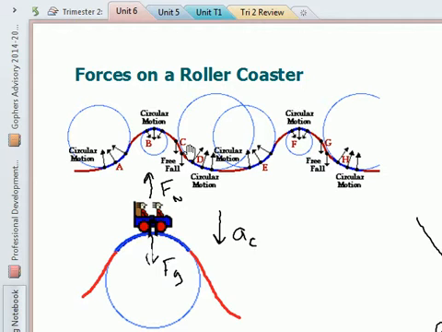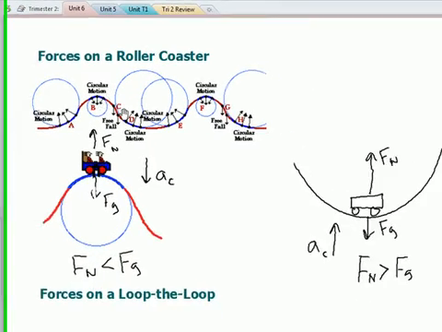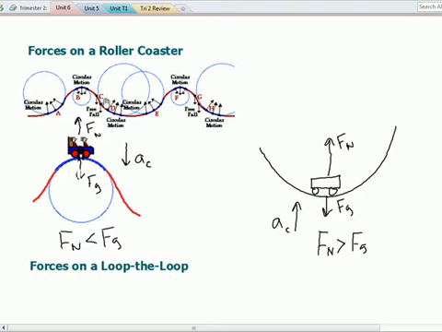And so right here over on the left, when we are at the top of the roller coaster, what we learned is that normal force is pointing up, gravitational force is pointing down, but what we also learned is that since we have a centripetal acceleration pointing downward, then we know that normal force has to be less than gravitational force right here.